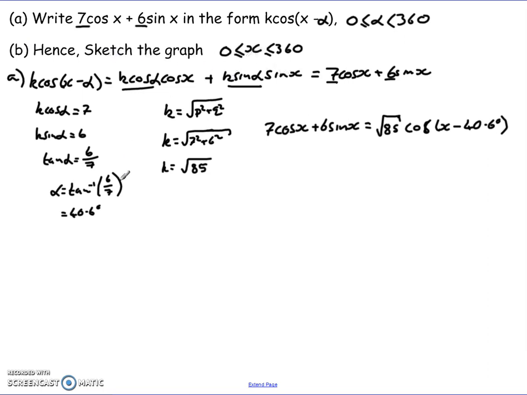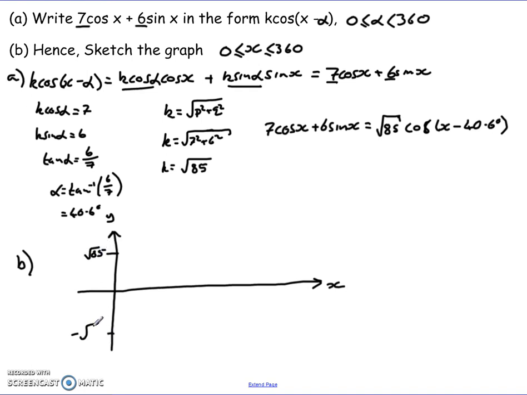The second part is hence sketch the graph between 0 and 360. So when we're sketching the graph, remember we have to look at the different ways it was transformed. If we look at the various parts we've got here, we're not adding anything on afterwards, so we don't need to worry about shifting up or down in the y direction. Great. We've got a root 85 at the front, so what that's going to do is stretch our graph, and it's going to stretch its maximum value up to the square root of 85 and the minimum value down to negative root 85. So when we're plotting the graph, we know that those are going to be the maximum and minimum values we have to take into account and mark on. So our maximum value would be up here at root 85, and our minimum value would be down here at negative root 85.